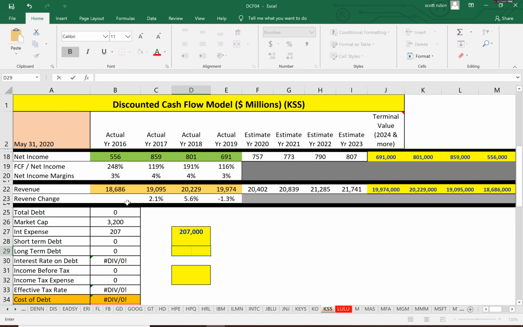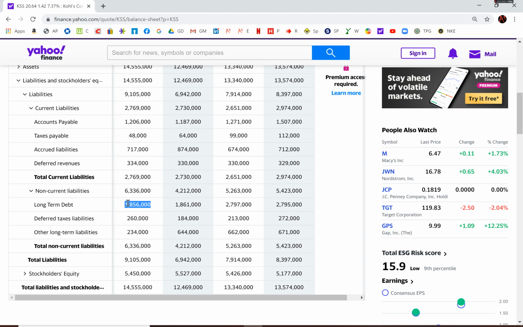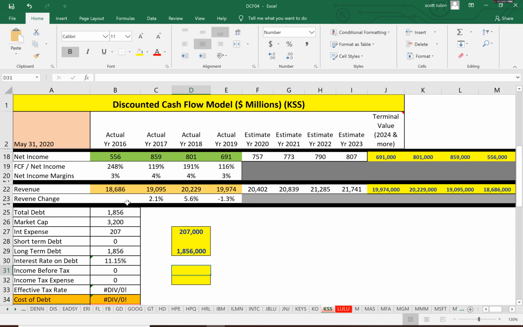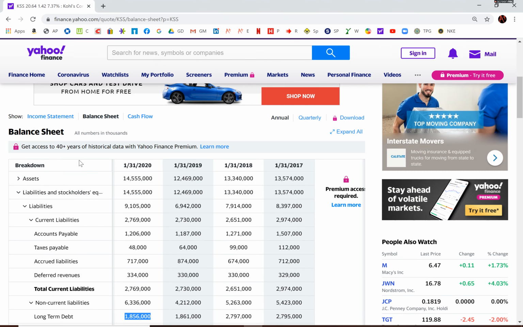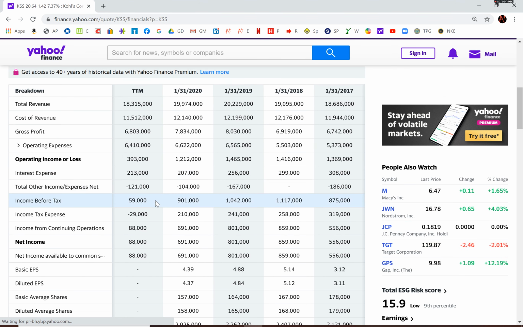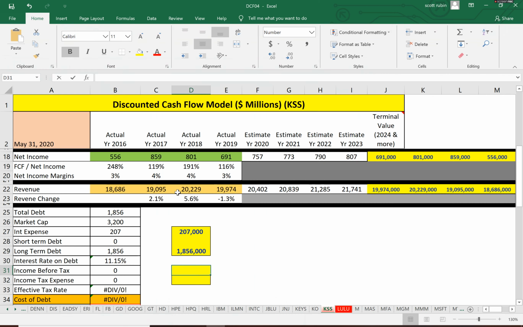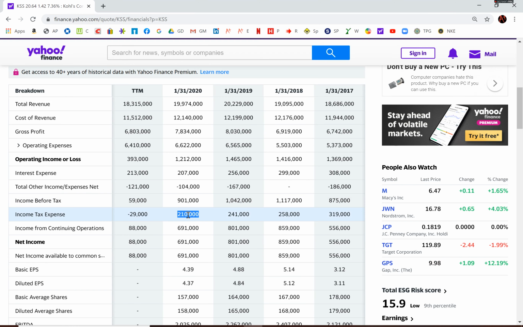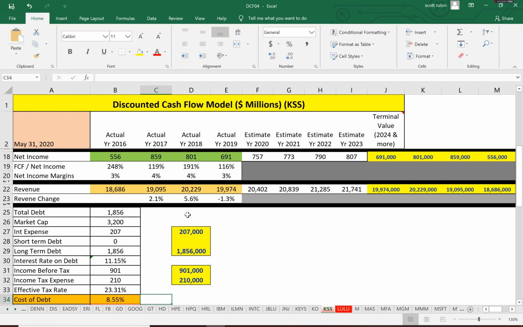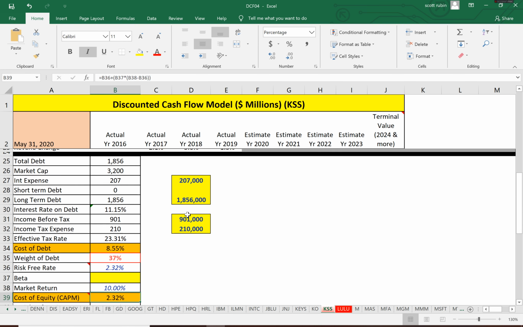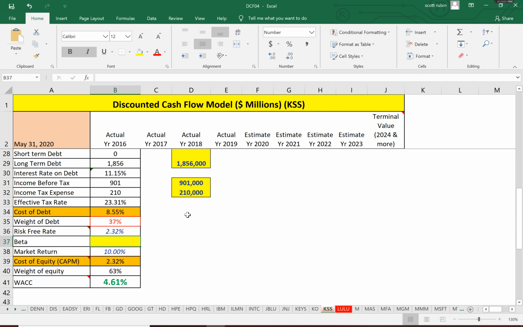So that's debt due after 1 year. They pay 11% interest on the debt. That's really high. I'm surprised they pay such a high interest rate. But interest payments are tax deductible, so let's find out the effective tax rate. Go back to the income statement, the income before tax of 900 million, the income tax of 200 million, and the effective tax rate is 23%. So the cost of debt is 8.55%. And 37% of the capital structure is debt, which is a little on the high side, but not too bad.